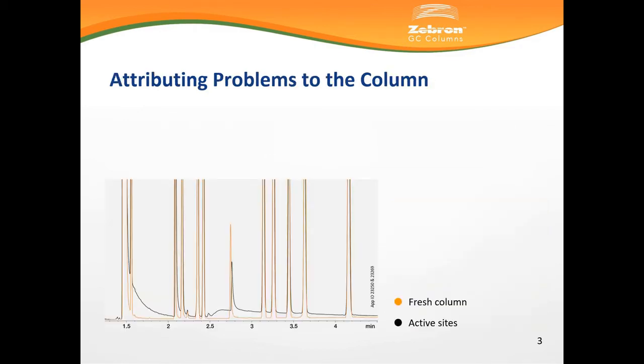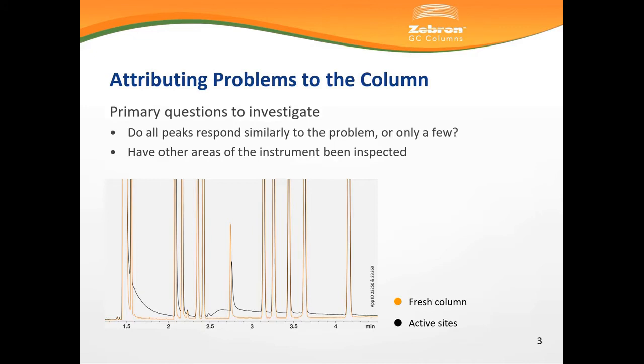The first question by which to determine the possible source of a GC problem is whether all peaks within a sample exhibit the same abnormal behavior, or if the undesirable performance is limited to particular analytes within a sample. Be sure to consider the other components of the instrument before passing judgment onto the column itself.